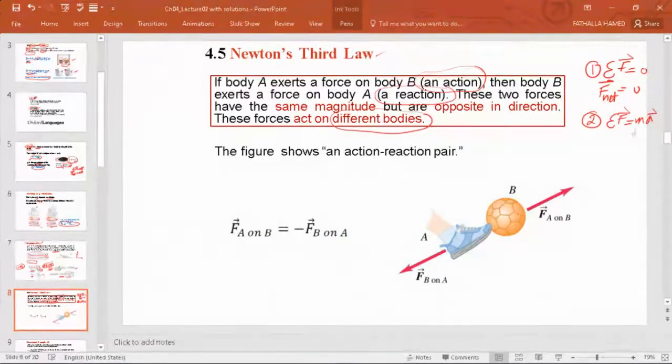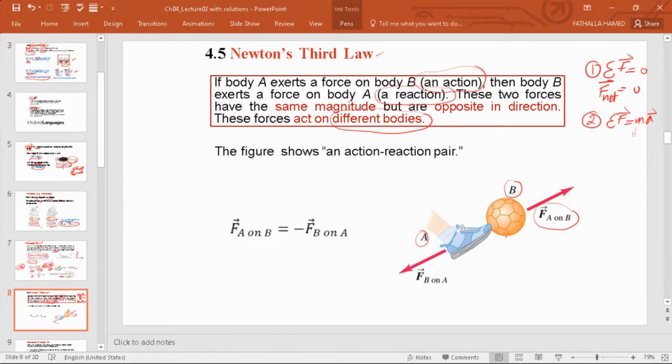So for example, we have here a ball B, and we have a foot that's kicking the ball. Let's give it a symbol A. Now, a force of A on B, you see the subscript here, that means the force of A on B, which is basically the force that's coming from the foot to kick the ball. Now, the foot, that's what we call the action here. There is an action on the ball, and that action is coming from the foot.